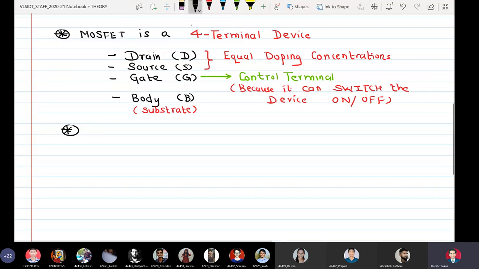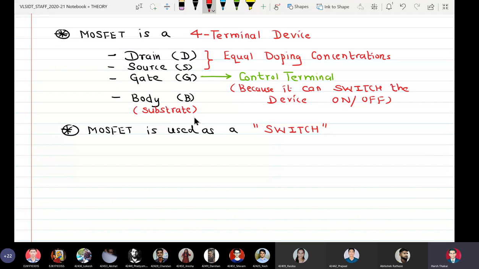So we say that MOSFET is used as a switch. Semiconductor switch, obviously. And switch means transistor is on or transistor is off. So transistor status is on or off.